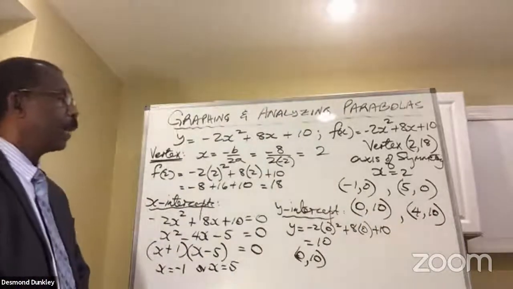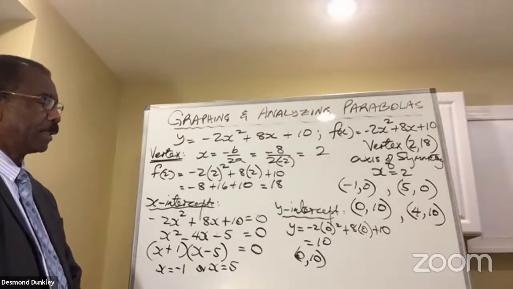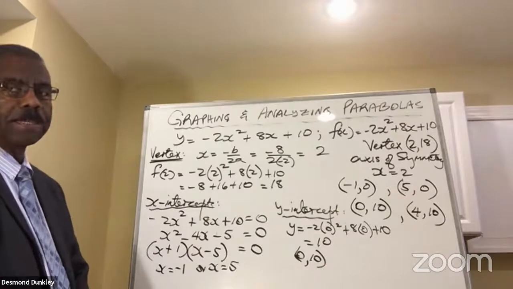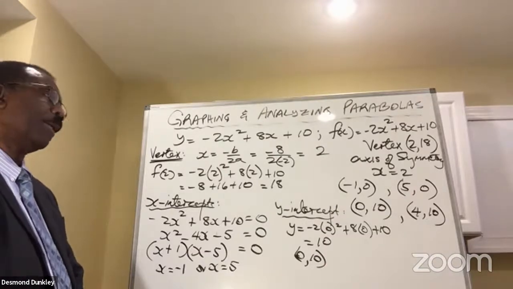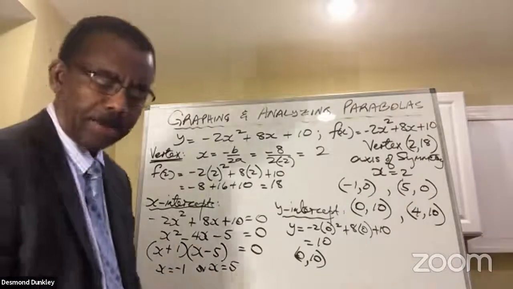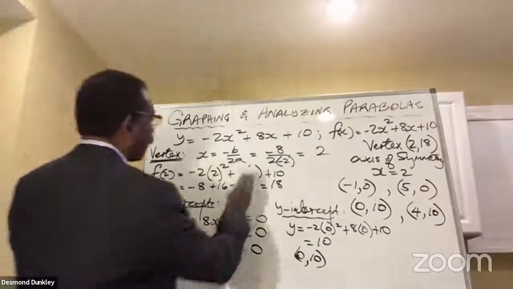Okay, so now we have 5 points. Truthfully, we have enough points that can give us what we're looking for. We really don't need to find more. Let's see if we can sketch the graph now.